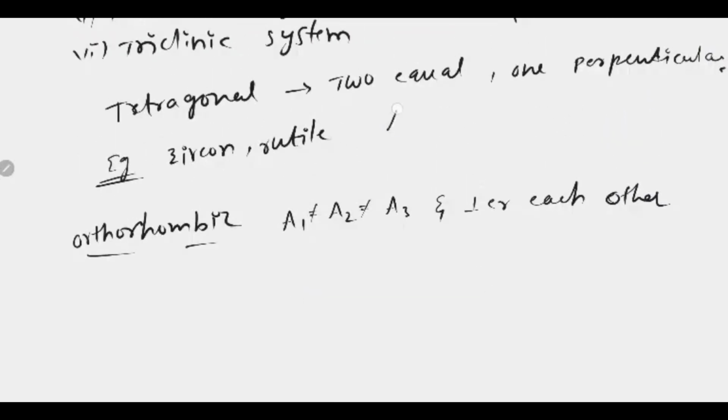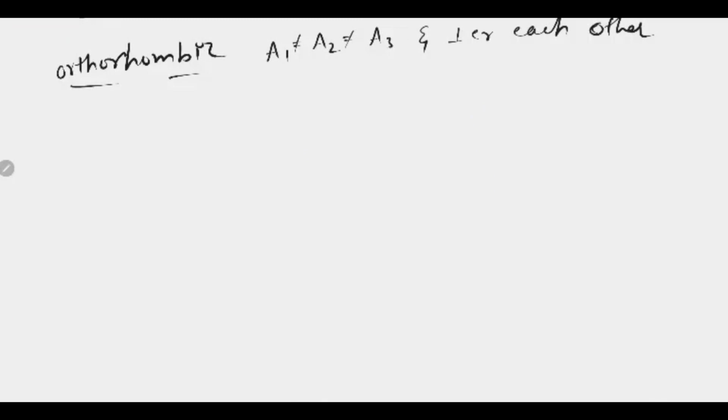In the tetragonal, A1 is equal to A2 but not equal to A3. Okay. Monoclinic system. In the monoclinic system, the three axes are of different lengths, with two of them inclined at an angle that is not 90 degrees.